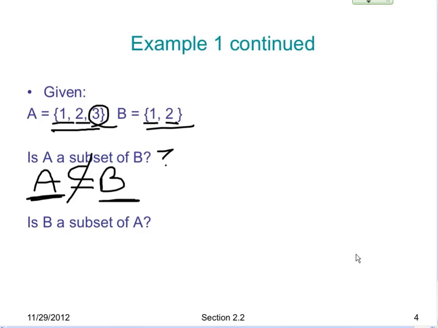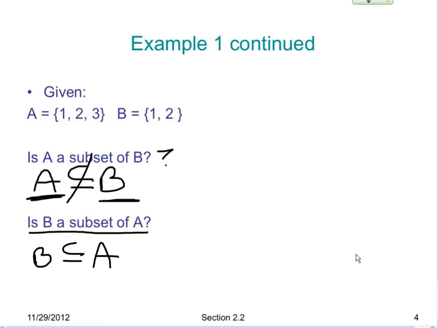Next question, is B a subset of A? Well, is every element in B also in A? So 1 is also in A, 2 is also in A, so therefore B is a subset of A. So this, yes.